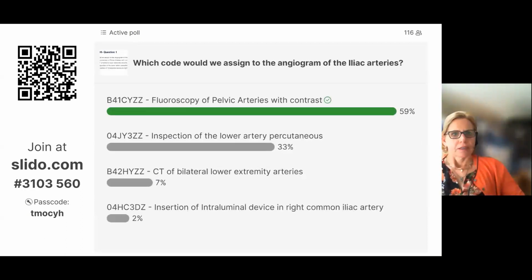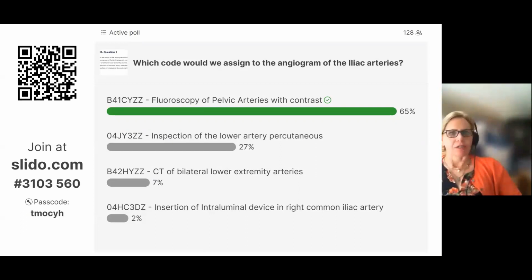All right. So, yes, fluoroscopy of the pelvic arteries with contrast. This is a common thing I've seen as well. Actually, when I started as a registrar, I chose this inspection of the lower artery percutaneous because they were going in there and looking around, right? Makes sense. But general registry practice is to code that to the fluoroscopy for the angiogram.